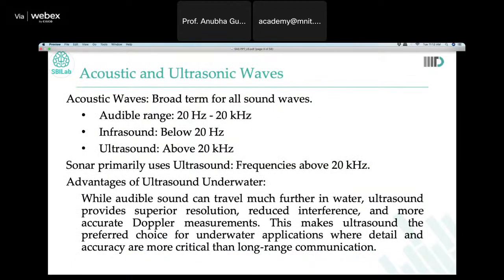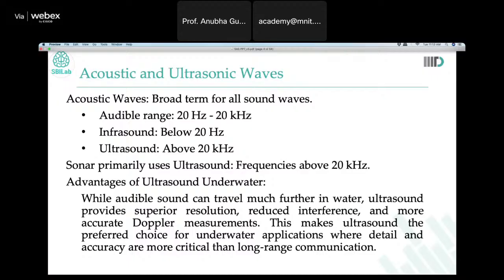So now let's look at the kind of waves or the signals that we receive for this purpose. Acoustic waves, we can say, is a broad term for all sound waves. We can divide it into three ranges. Audible range that we humans can hear, 20 hertz to 20 kilohertz. Infrasound, that is below the audible range, which is below 20 hertz.